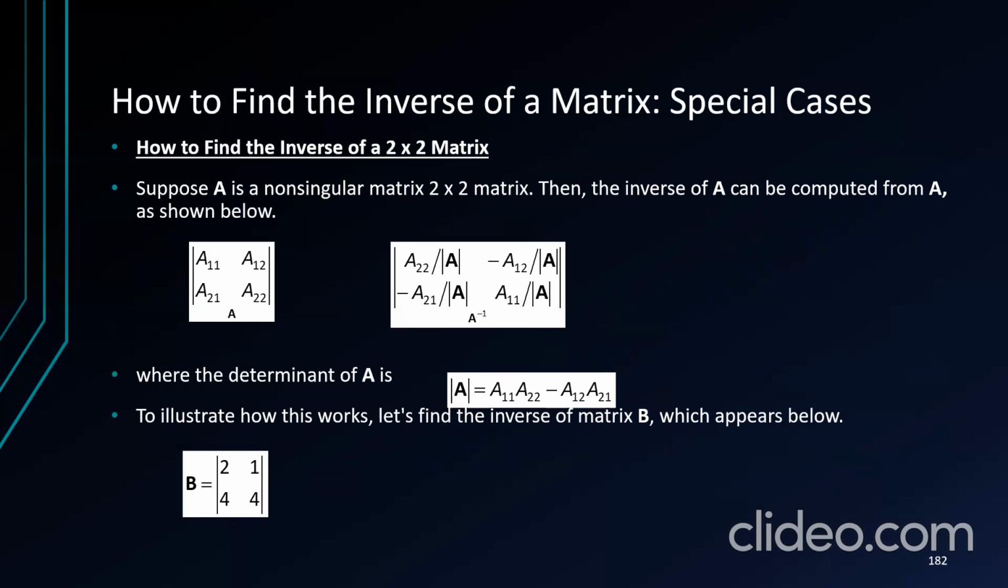So yan ang ano niya. Then negative A21 over determinant of A and A11 over determinant of A. So yan ito, pumunta dito. Ito, sumakyat. Ito, dyan. Ito, as is. So ito lang nagkabaliktad. Where the determinant of A is A11 A22 minus A12 A21.